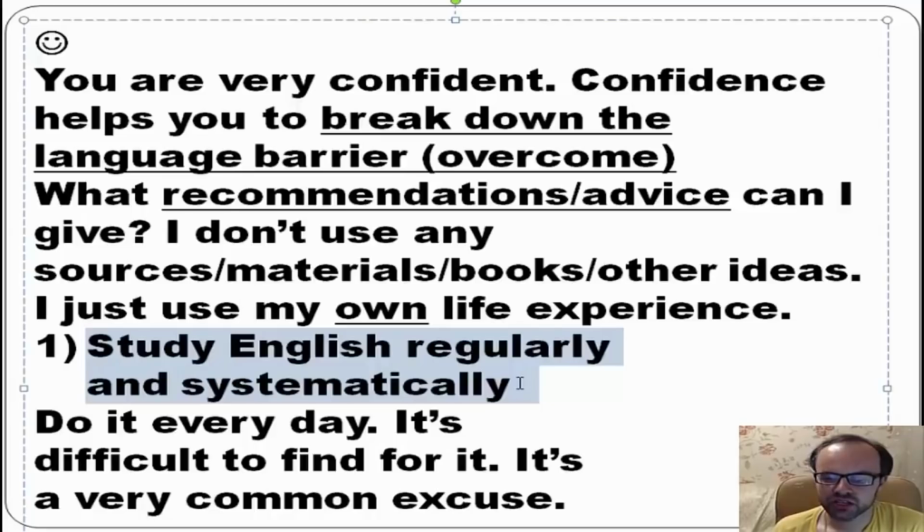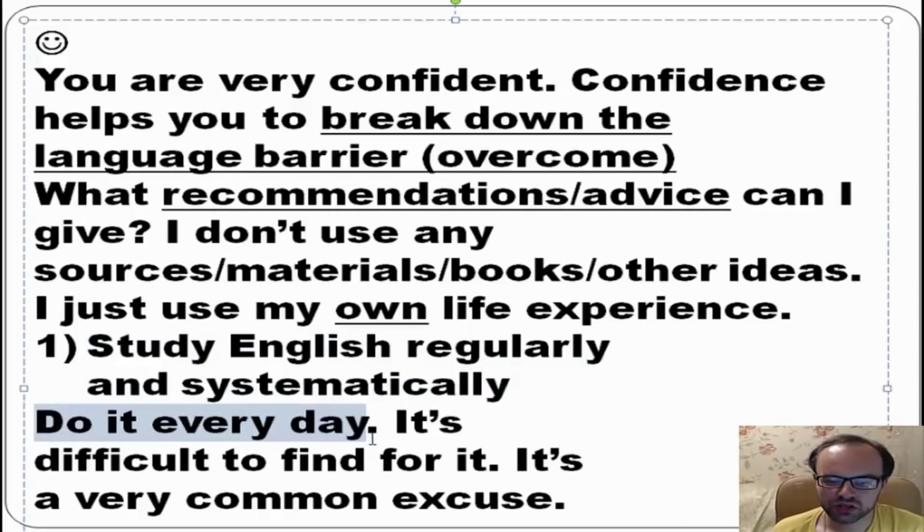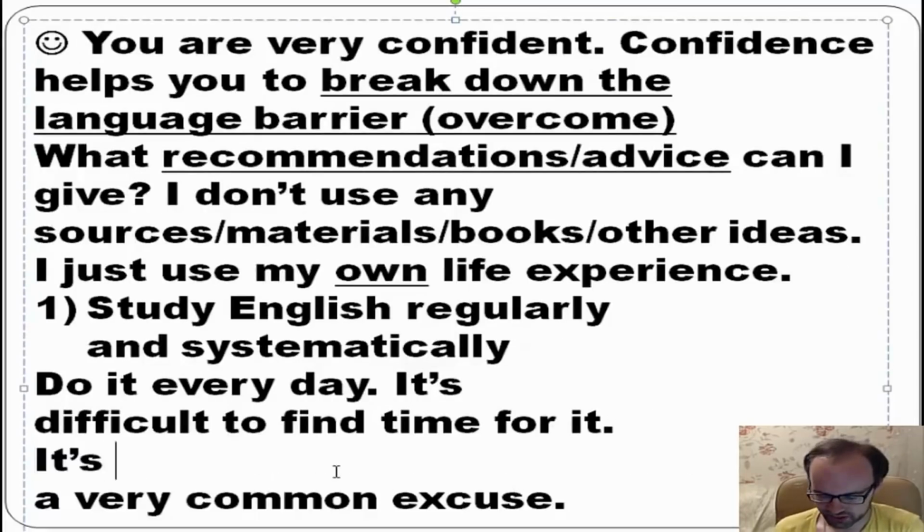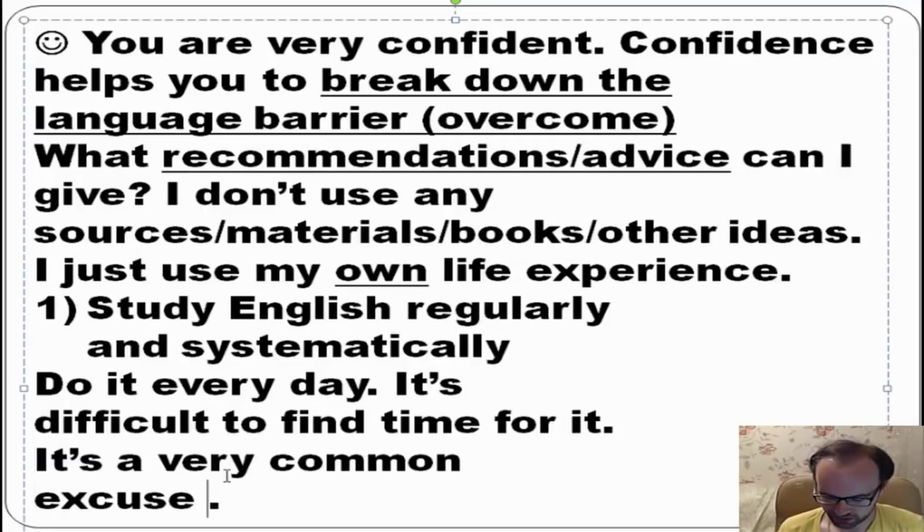So you need to do all these things. You need to read in English, you need to listen a lot in English, you need to watch English videos, you need to write, and so on. Do it every day. It's difficult to find time for it, and it's a very common excuse. What is an excuse? It's a very common thing. People often say, I have no time, later, next time. But I think that if you really want it, you will find time for it.